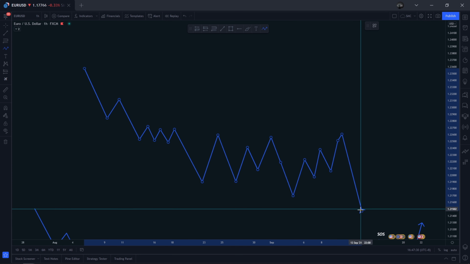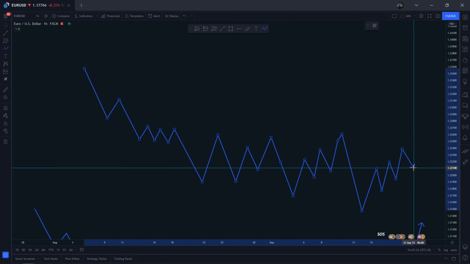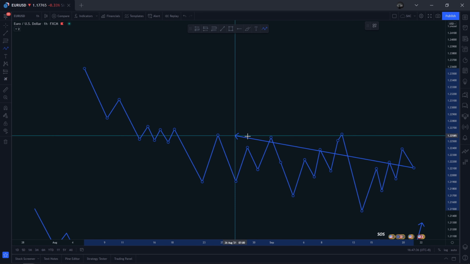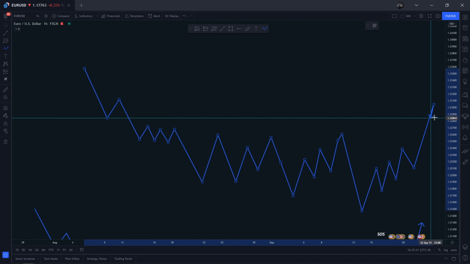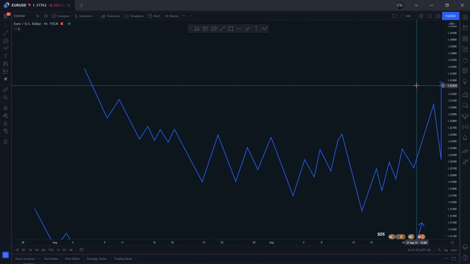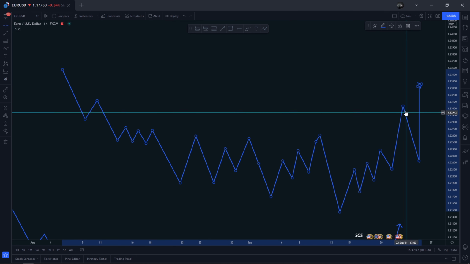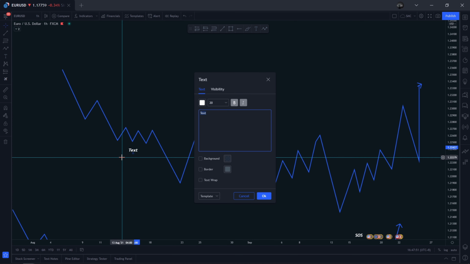So basically, we have that spring, then we have some choppiness, then it breaks higher than all these highs here, which we call the validation point. This is the part where we call it a valid Wyckoff. So let's just mark this up.